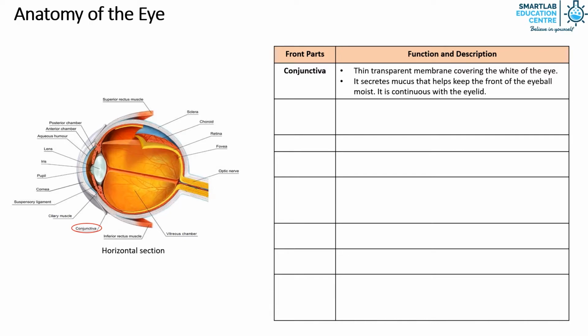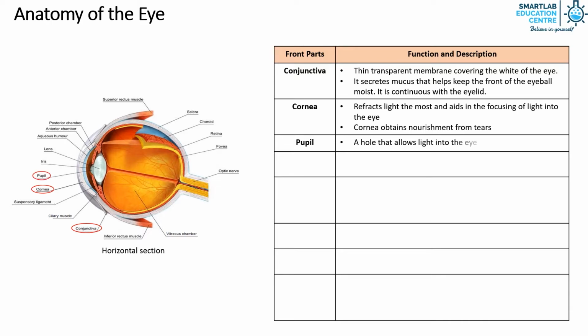The cornea refracts light the most and aids in the focusing of light into the eye. It obtains nourishment from tears. The pupil is a hole that allows light into the eye. The iris controls the size of the pupil with radial and circular muscles.